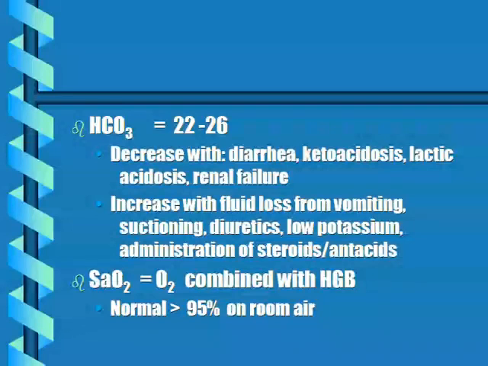A non-anion gap acidosis can occur with diarrhea, renal failure due to low bicarb and high chloride, and so you end up with hyperchloremic metabolic acidosis. Changes in your pulse ox are due to changes in your hemoglobin level, decreased perfusion, or the administration of a vascular dye.